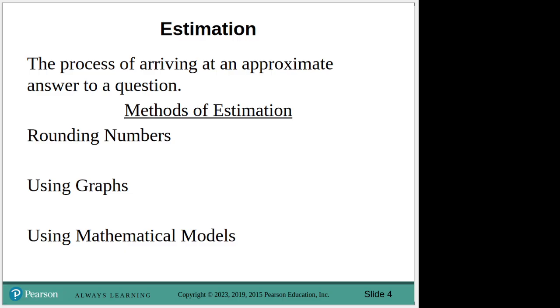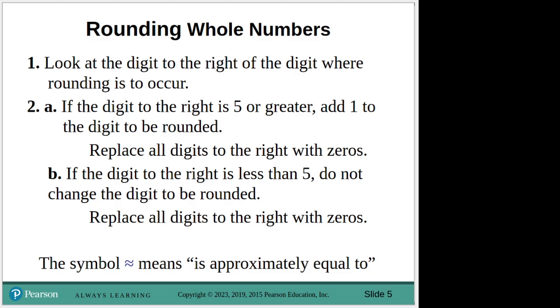Graphs also can visually give us a feel for a quantity without the exact number, so we can approximate the numbers on the graphs. And then mathematical models are ways of getting an answer, or at least an approximate answer, from previous inductions. So rounding whole numbers, I'm going to read the rules here, and then we're going to look at one.